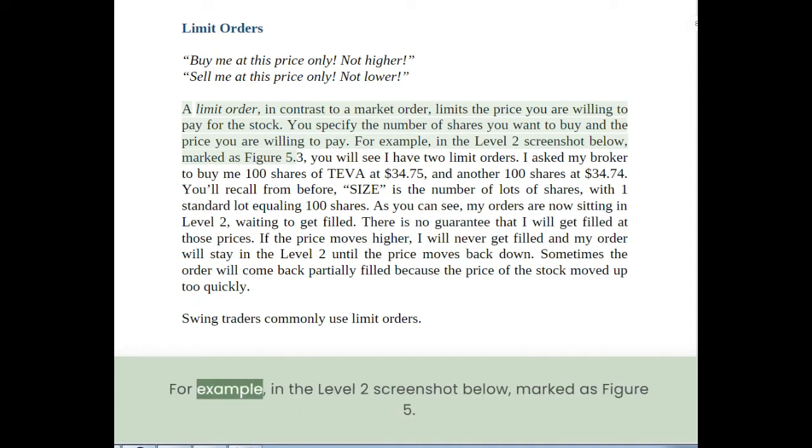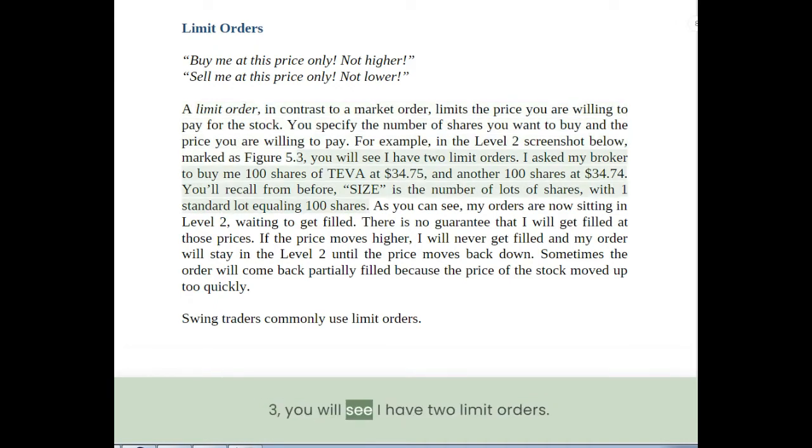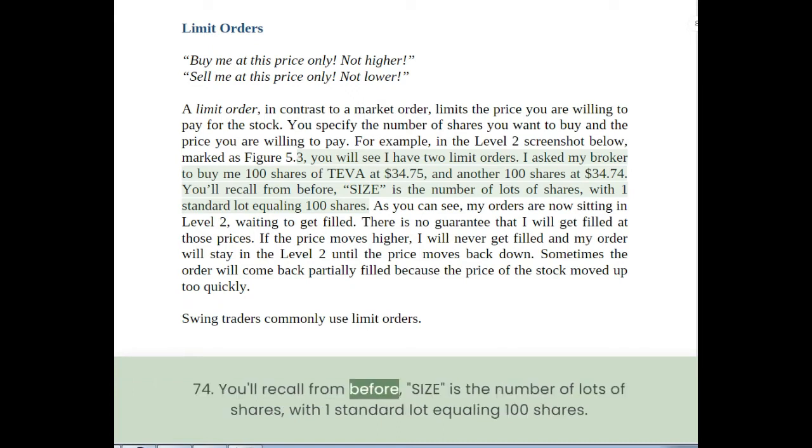For example, in the Level 2 screenshot below, marked as Figure 5.3, you will see I have two limit orders. I asked my broker to buy me 100 shares of Teva at $34.75, and another 100 shares at $34.74. You'll recall from before, size is the number of lots of shares, with one standard lot equaling 100 shares.